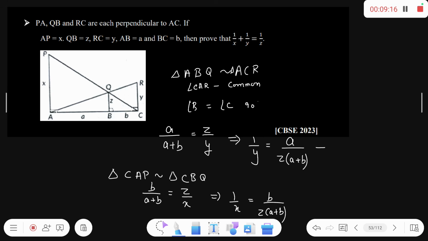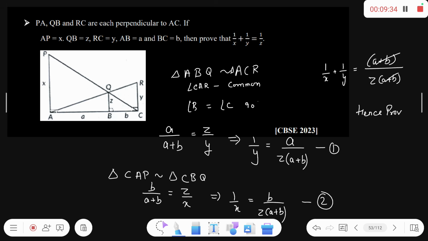Now this is equation 1 and this is equation 2. On adding 1 and 2 you get 1 by x plus 1 by y is equal to a plus b upon z a b. You take the common term, and a plus b is left on top. You can cancel this and you can write hence proved. Most easy question, 3 marker. In 23, in 22 and in 19 also.